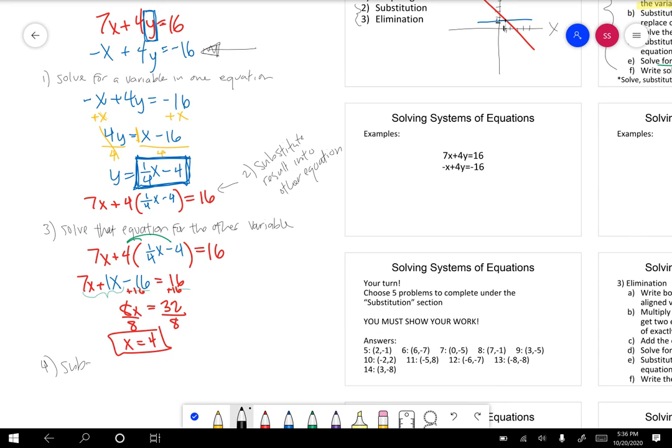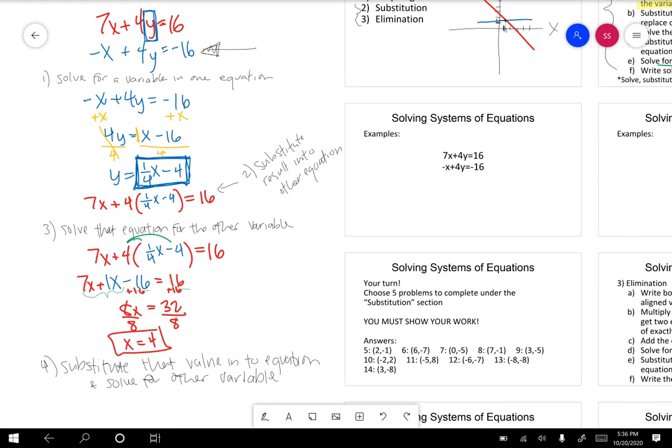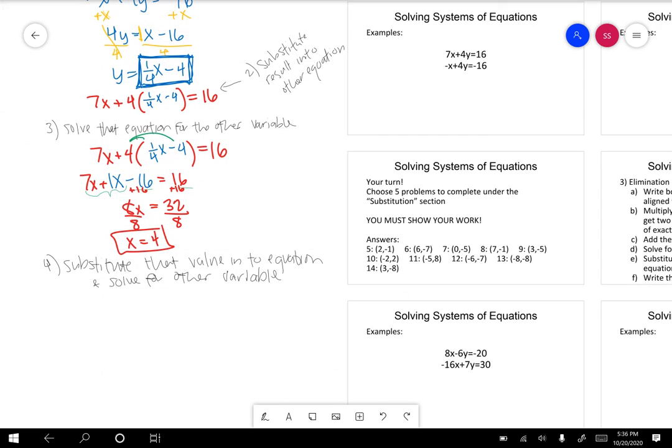we substitute that value into an equation and solve for the other variable. Now what I mean by the other variable is the one that we don't know now. We know x is 4, right? So we know x, we don't know y. So we're going to solve for y.